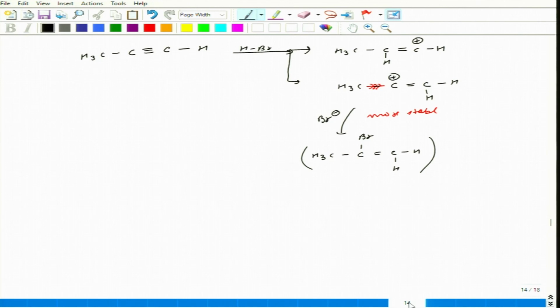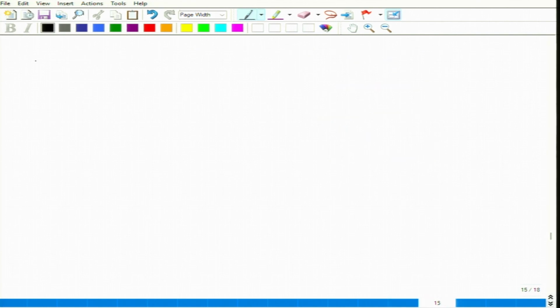Moving on to the next reactions, that is the polymerization reaction. Polymerization reactions are also possible, as we discussed for alkenes, and they are possible in alkynes also. There are two kinds of polymerizations possible. The first is linear polymerization.